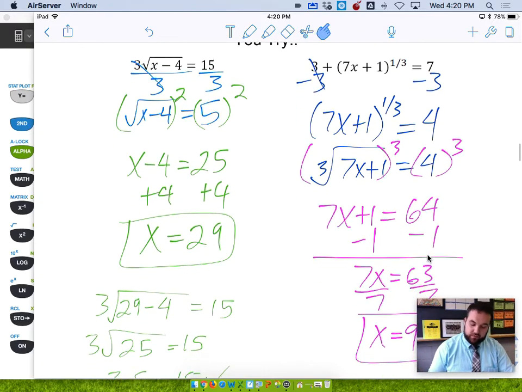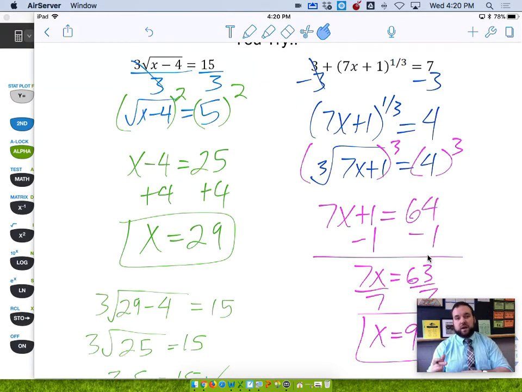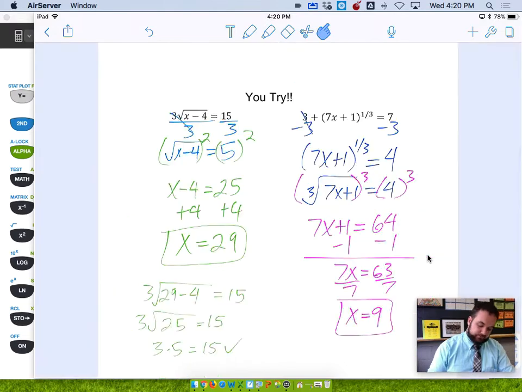So if you have a radical in your equation, the big thing is to make sure you get rid of any addition or subtraction or multiplication, whatever, outside the radical before you actually start squaring or cubing or whatever you need to do.